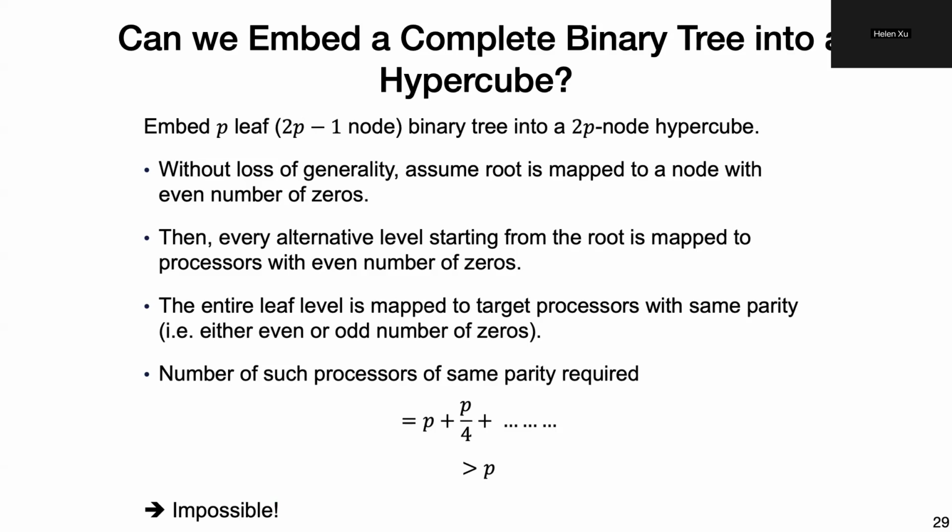Without loss of generality, suppose that the root is mapped to a node with an even number of zeros. And we would like to have the property that all the neighbors in the tree are also neighbors in the hypercube. So if the root has an even number of zeros, its neighbors in the hypercube have an odd number of zeros. And in the next level, the neighbors of nodes with an odd number of zeros have an even number of zeros, because they all differ in 1 bit. So if something has an even number of zeros, all its neighbors have an odd number of zeros.